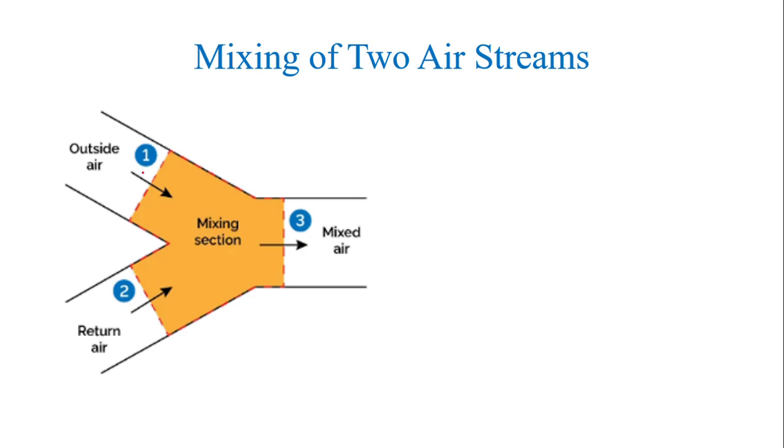With respect to point 1, assume that the mass of air is m1, the enthalpy is h1, and the specific humidity is w1. For the return air, the mass is m2, enthalpy is h2, and specific humidity is w2. For the mixed air, let's say m3, h3 and w3, a totally different state from 1 and 2. Now from this diagram I can write one equation for mass: m3 will be the mass of outside air m1 plus the mass of return air m2. This is equation number 1.